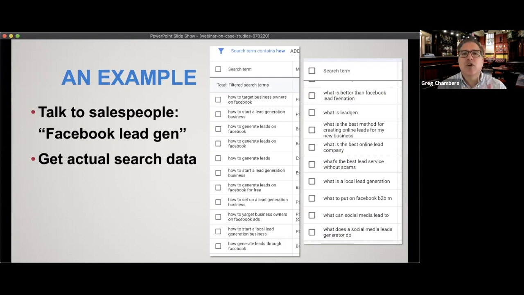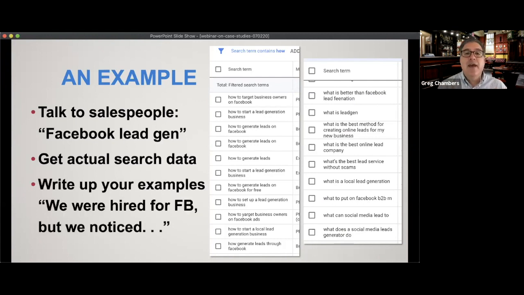But when you look for how and what terms, these are the things people are actually searching for when it comes to Facebook and business to business. So: what to put on Facebook B2B right now? What can social media lead to? What does a social media leads generator do? Some of these are questions maybe we can't answer because it's not a good fit, but other ones we can answer because it's exactly the work that we do. And then it's time to go through that three-step process. We kind of know what it is they're looking for, and then we can go back and describe it the way the salespeople have done.